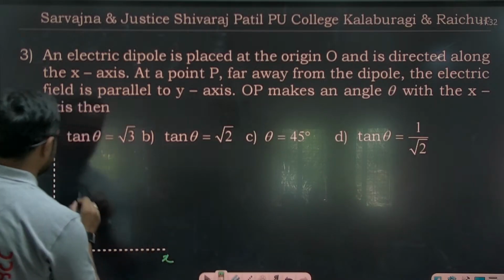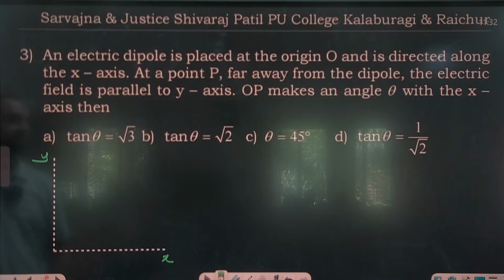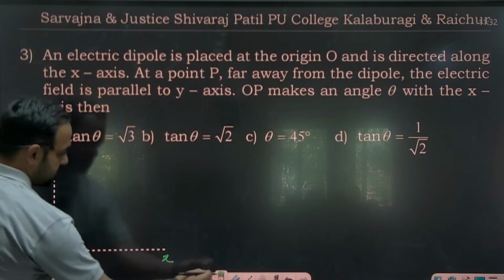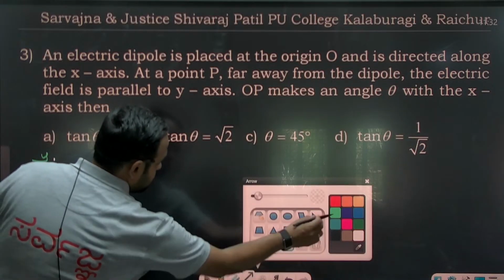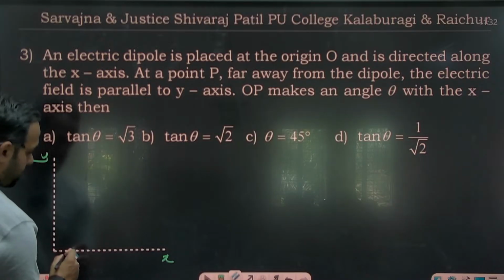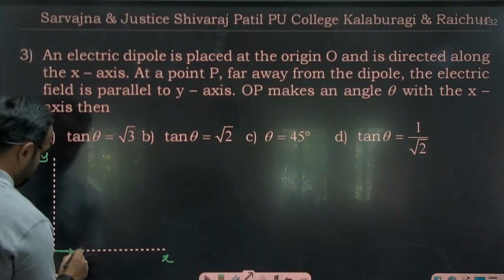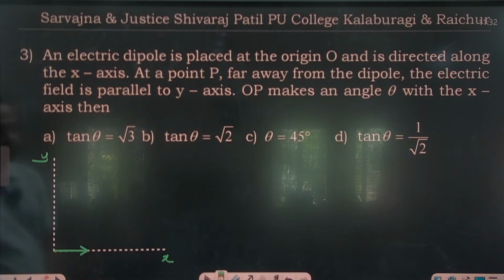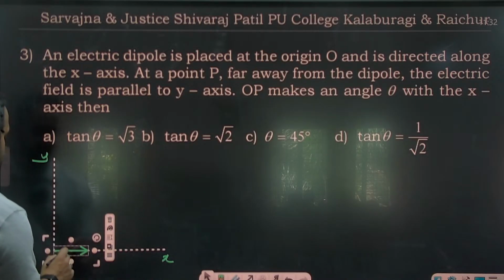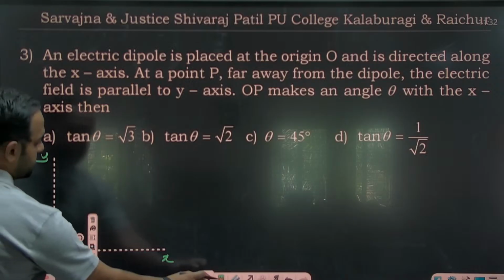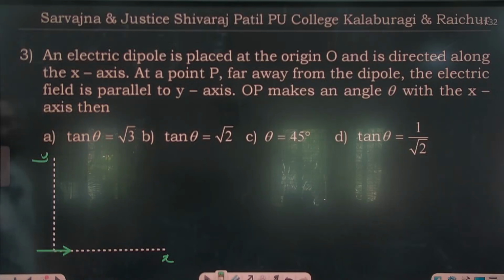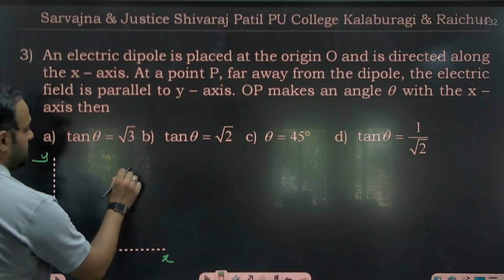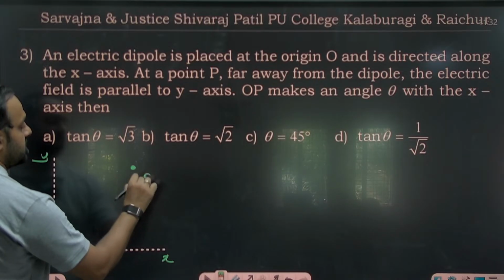Okay, so if you say that this is the x-axis and this is the y-axis, how is the dipole placed? The dipole is placed along the x-axis. Fine. Then at a point P far away from the dipole, let's say this is the point P.